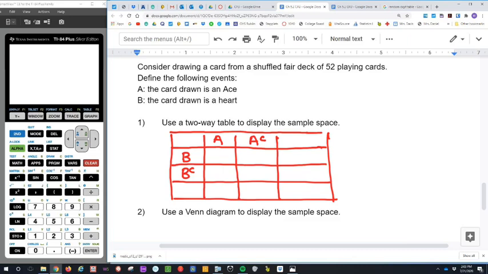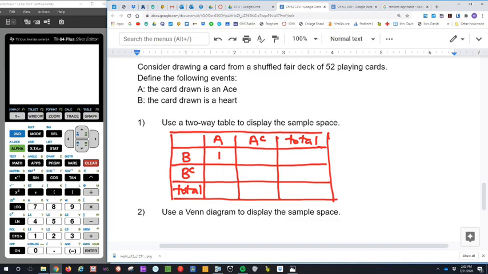Event A is drawing a card that is an ace. Event A complement is the event that the card drawn is not an ace. And then we put the total on the last column and the last row. Now, we know that there's one card that is both an ace and a heart, right? That's the ace of hearts.